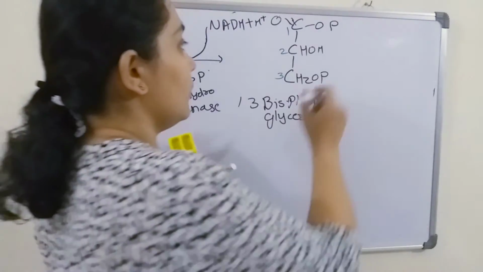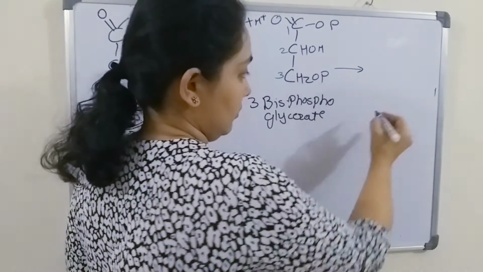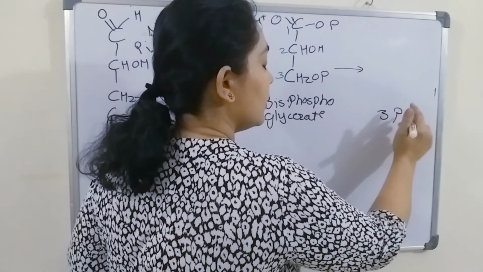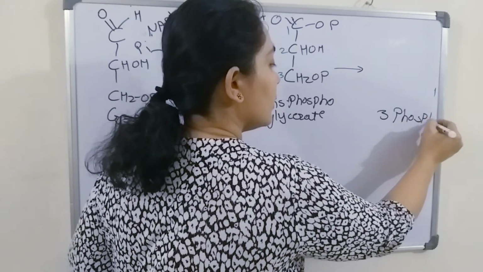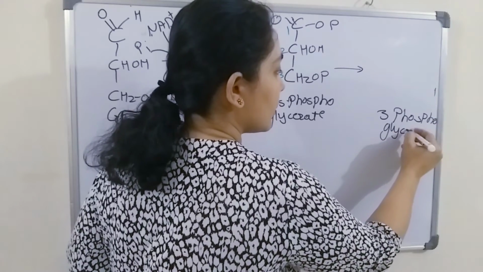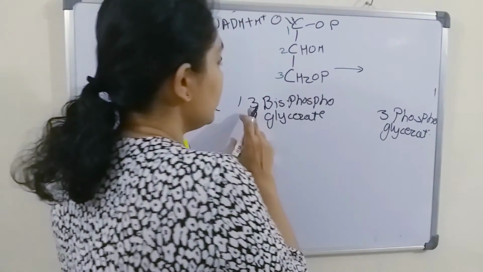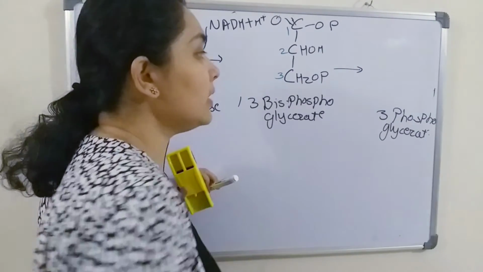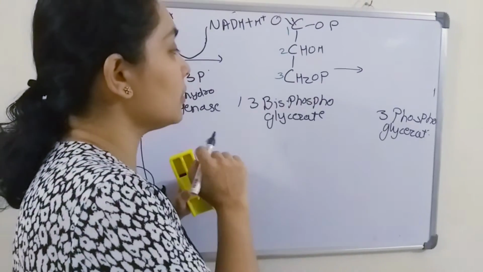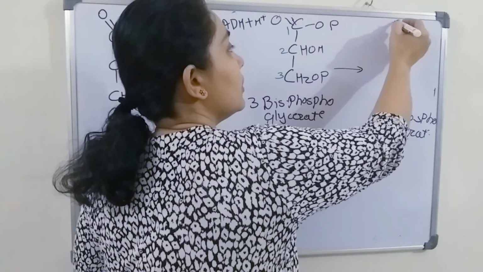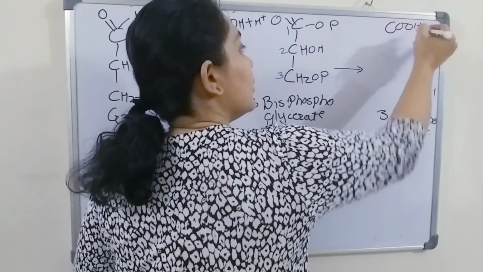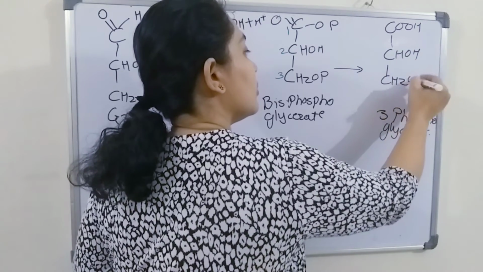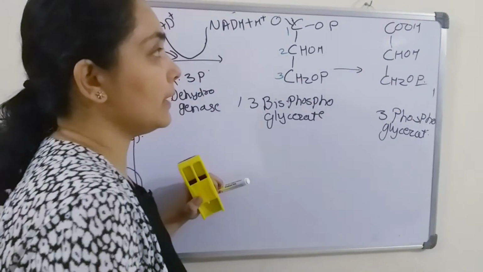So 1,3-bisphosphoglycerate will convert into 3-phosphoglycerate. Okay, that means one phosphate group must be removed from here, because we are left with a 3-phosphoglycerate, meaning phosphate at the 3rd position. So this is the product we will get here. We will have only the phosphate group at the 3rd position.